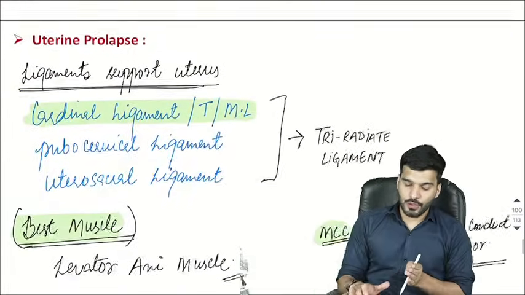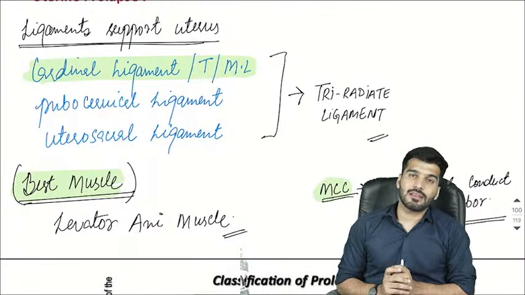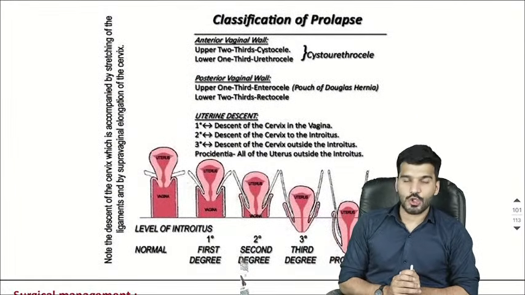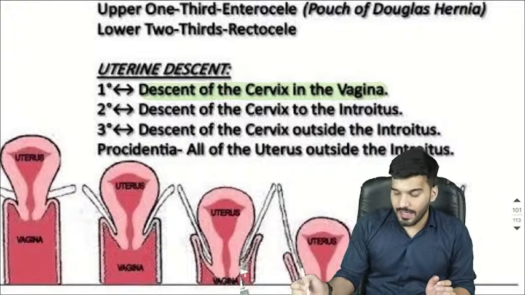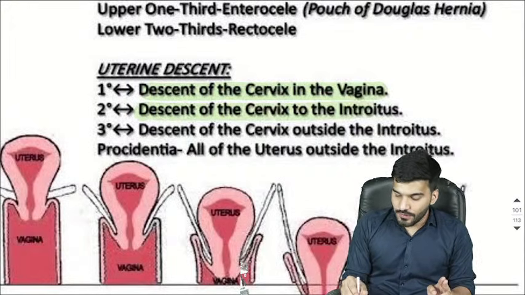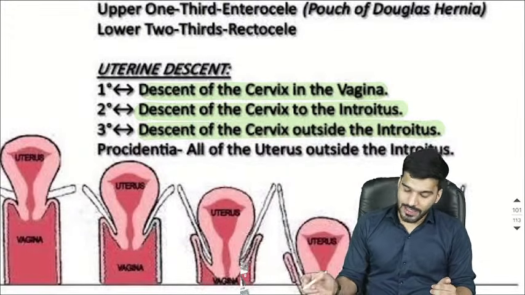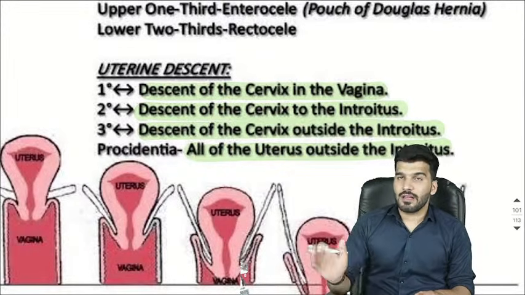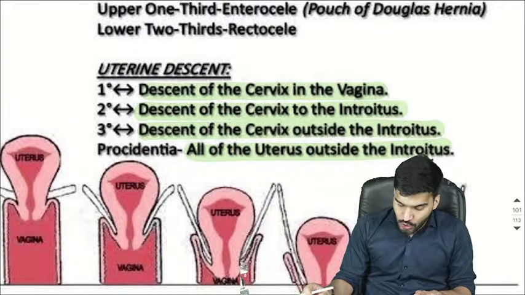Now, support of the uterus is clear, clinical features are clear, causes of prolapse are clear. The main question the examiner can ask is going to be the management. We have a classification called Shaw's classification, which says that first degree is descent of the cervix in the vagina. Second degree is descent of the cervix to the introitus. Third degree is descent of the cervix outside the introitus. And procidentia is when all of the uterus is outside the introitus. This is called Shaw's classification.